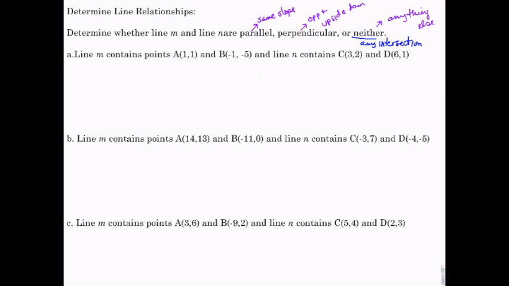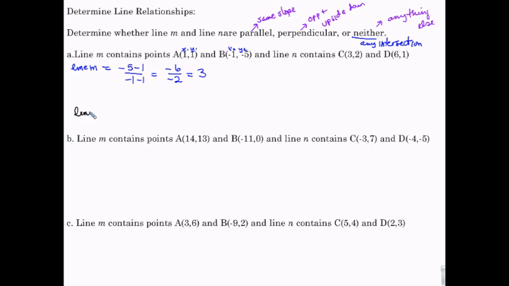So what you want to do on these is you have to find the slopes of line M and line N. Okay, so line M slope, if I call this x1, y1, and x2, y2, I can do whichever one minus the other one as long as I keep them in the right order. So I did 2 minus 1 in this case. So I get negative 6 over negative 2, which gives me a positive 3. Negative divided by negative is a positive, right?